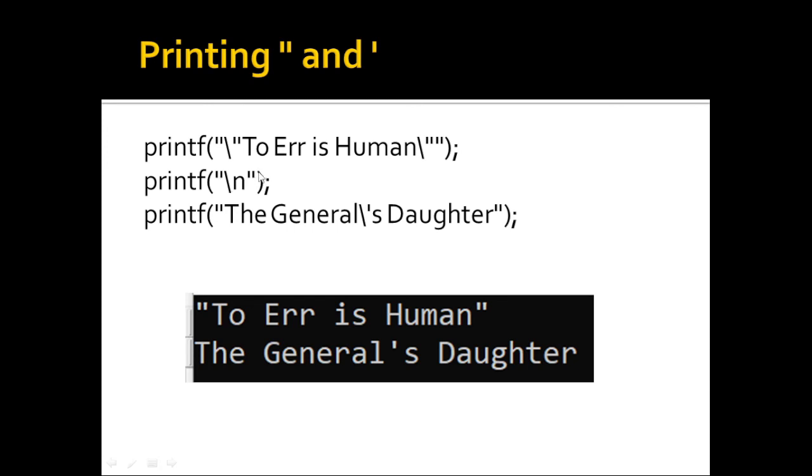Then backslash n will proceed to the next line, the general's daughter. So I have here a single quote before the letter s. How do we display that? We use backslash and then single quote. So the output will be the general's daughter.